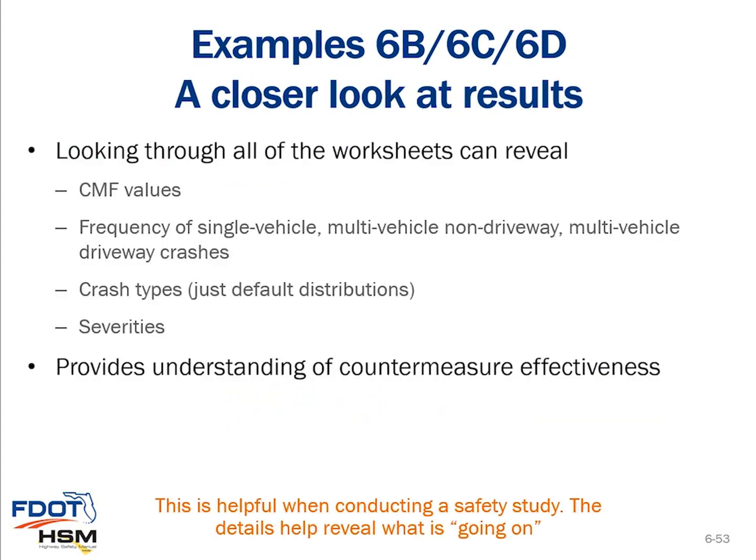So I'd also like to point out, taking a closer look at the results that you have and being able to use the spreadsheets and then walking through the spreadsheets to basically see what types of results you are getting. There's a couple here that we'd like to point out regarding CMFs, the frequency of crashes for single vehicle, etc., the crash types and what we are getting from severity distributions. These are all available through the spreadsheets. We just want to point it out so that you can use this understanding to develop more effective countermeasures and look at the countermeasure effectiveness as you're evaluating different types of improvements for this roadway.